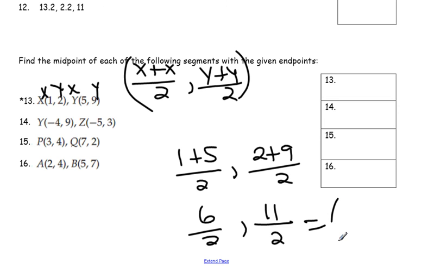Our final answer is 6 divided by 2, which is 3. And you can do one of two things. You can leave this as 11 halves, or you can write it as what 11 halves equals, which is 5.5. So your final answer is 3 and 5.5.